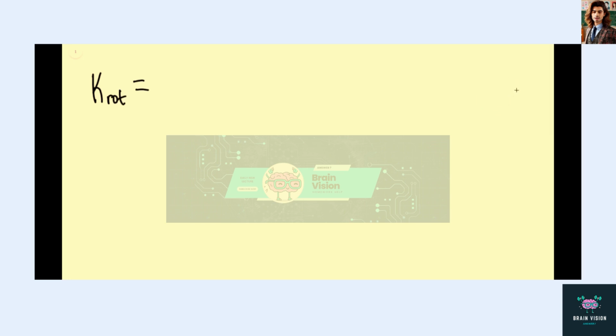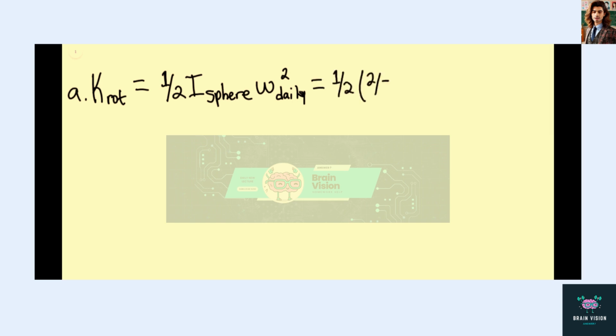So here we want the total rotational kinetic energy of the Earth's rotation about its own axis. So this would be 1/2 times the moment of inertia. We're going to treat Earth as a sphere. And then we're going to say times the angular velocity daily, because again, this will be about its own axis, squared. And so this will be equal to 1/2 times the moment of inertia, which is 2/5 mr squared, multiplied by omega squared.